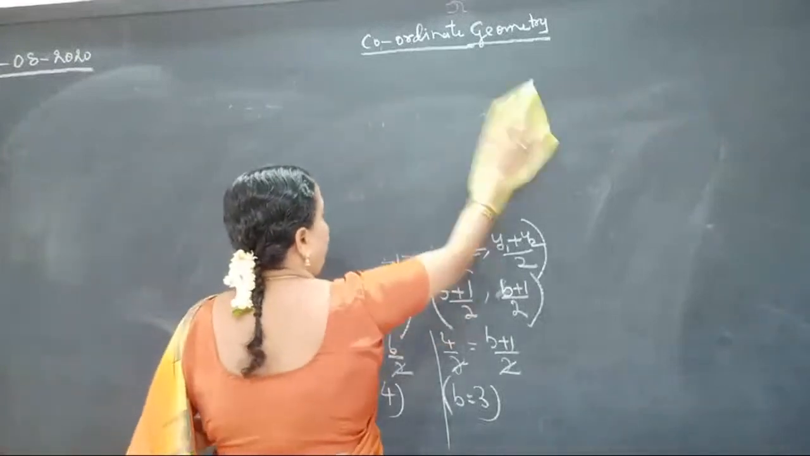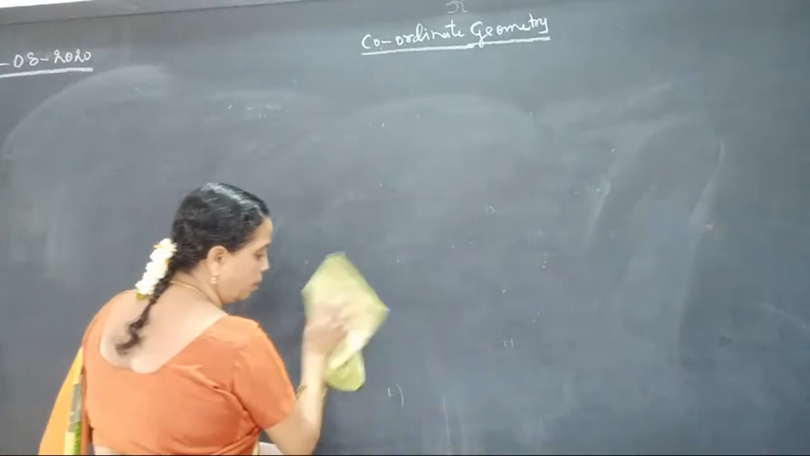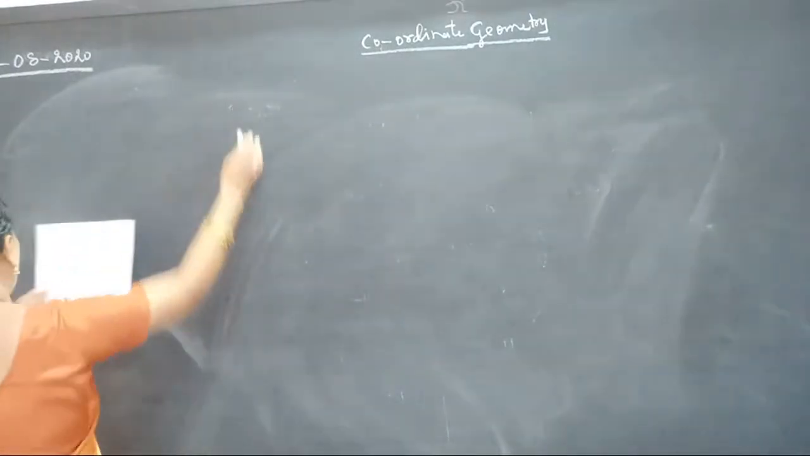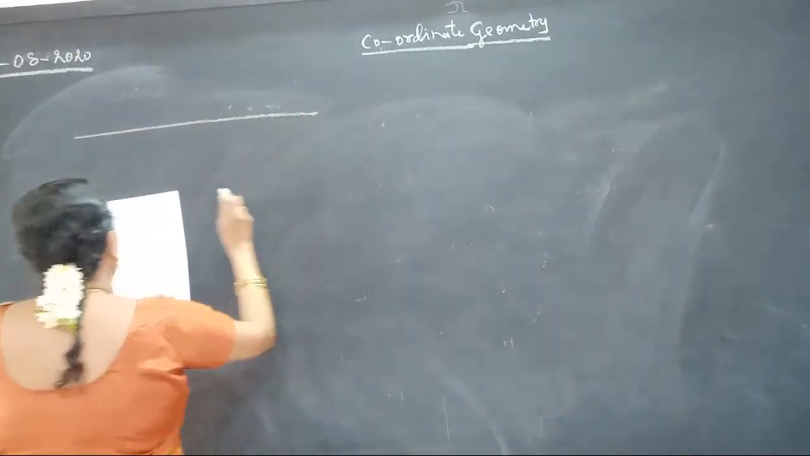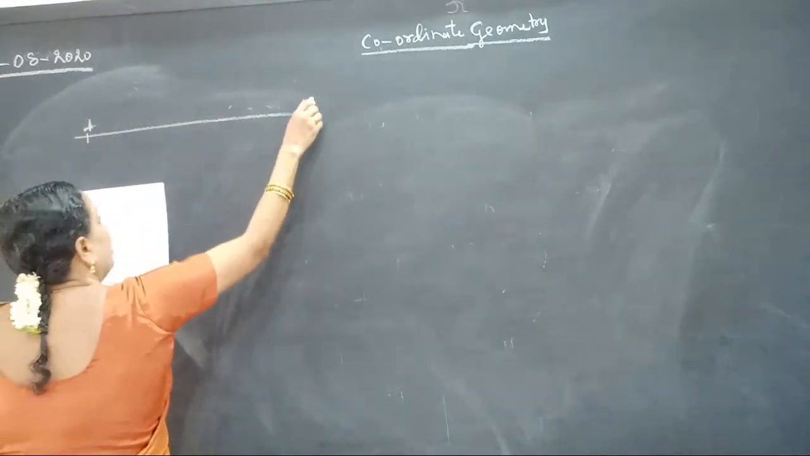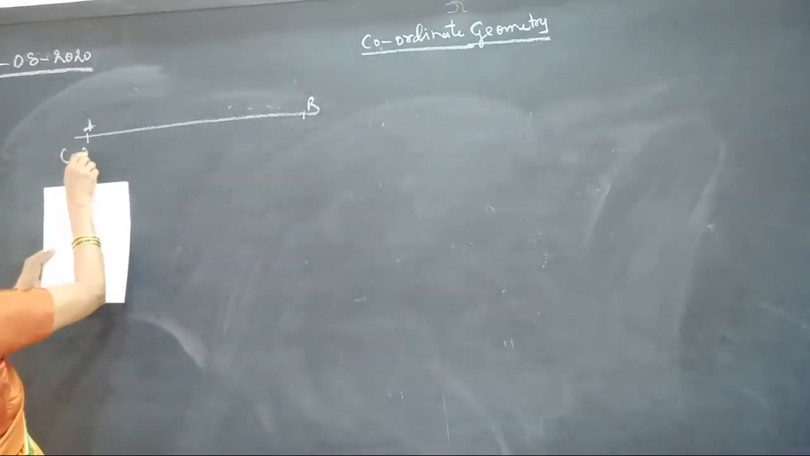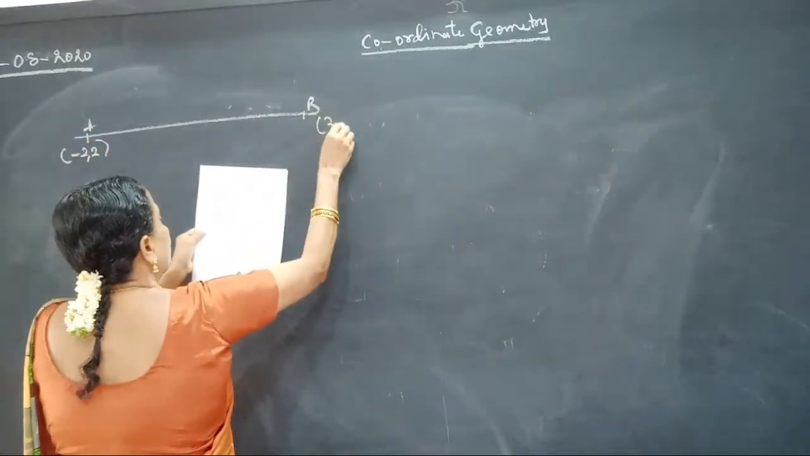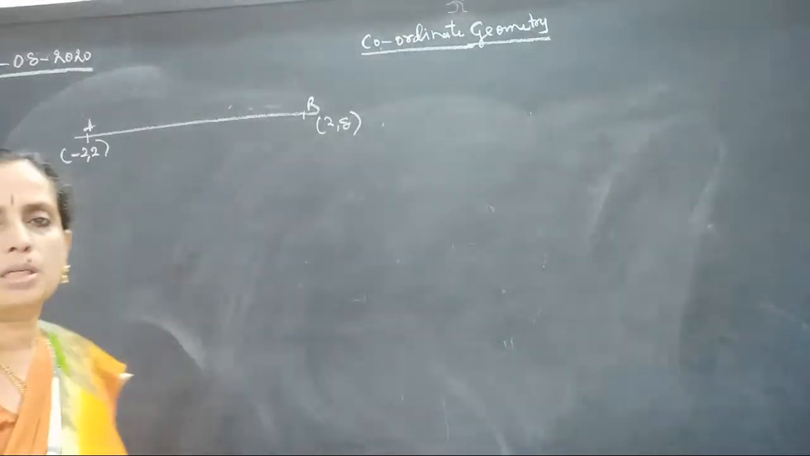The first 2 problems of this worksheet are regarding the parallelogram. Now I am moving to the next type. Take the figure and read the question. Find the coordinates of the points which divide the line segment AB, where A is (-2, 2) and B is (2, 8), into 4 equal parts.